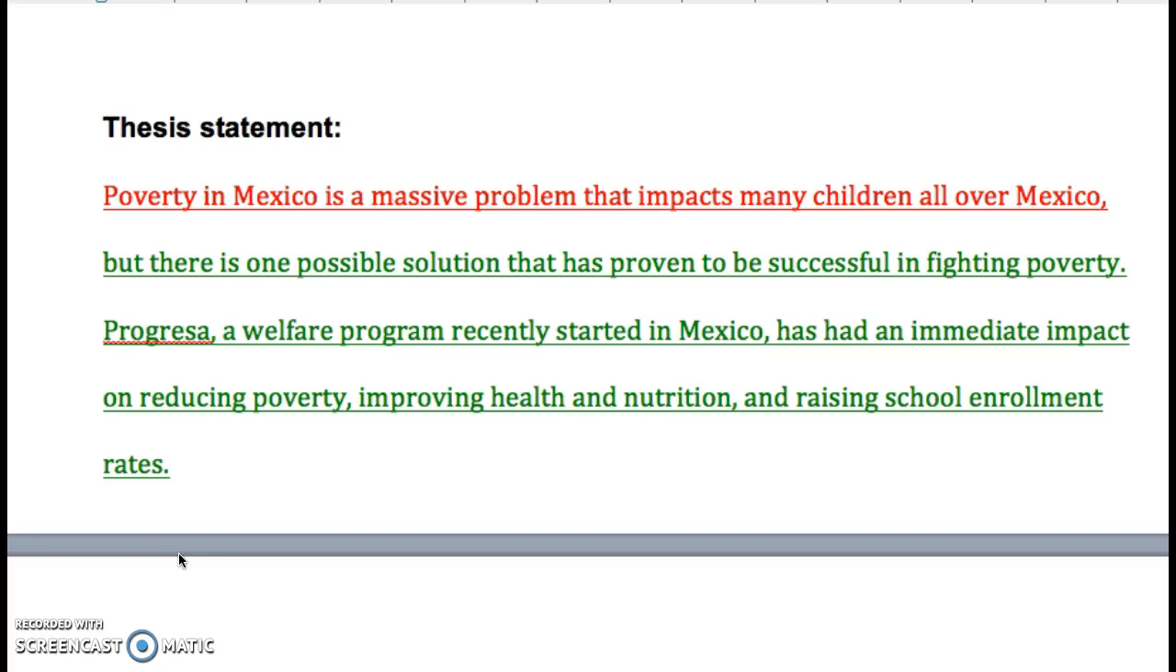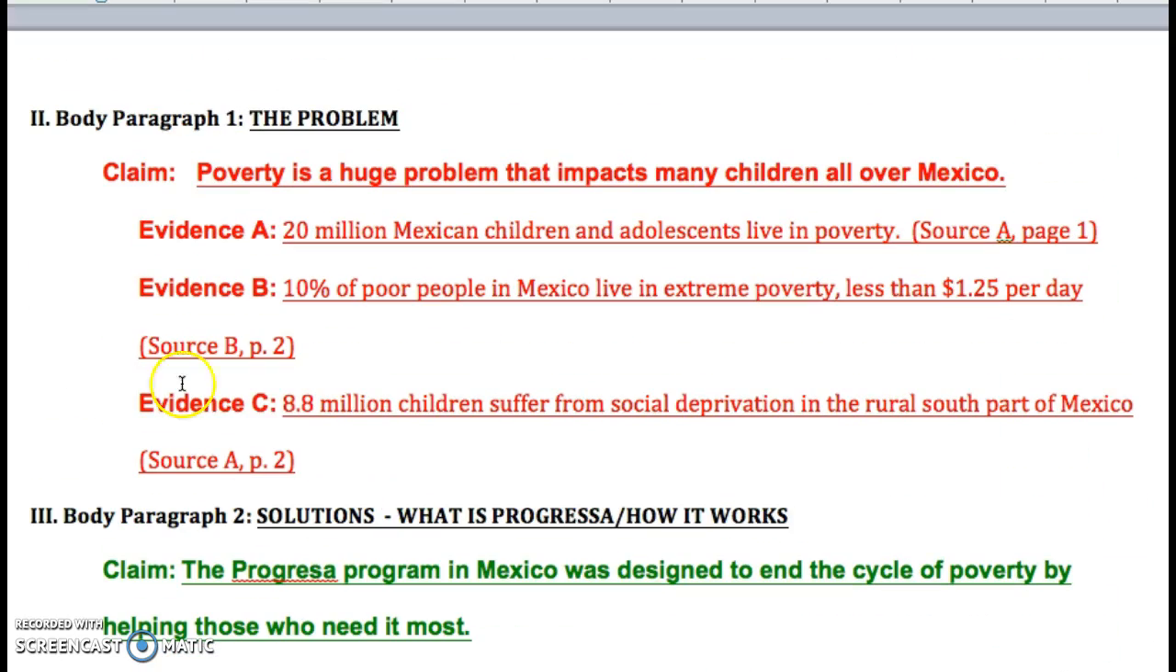So let's talk about the outline, specifically the body paragraphs of the outline. We're going to take a close look here at body paragraph one, the problem. Notice my claim is written same as before. It's a general statement about the problem. I say where and who it impacts also in this claim. But all these pieces of evidence that you see here, 20 million, 10%, less than $1.25 a day, 8.8 million children. These are specific details that are statistics or facts that I gathered from articles.